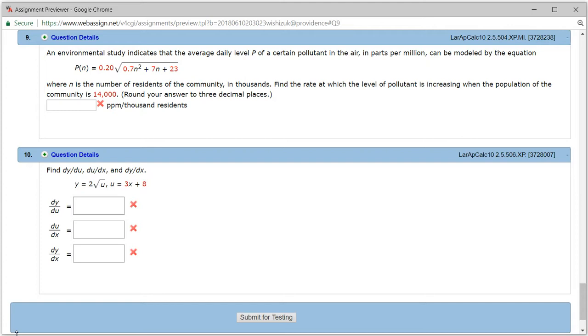Then what we want to do is find the rate at which the pollutant level is increasing. So we're talking about rate of change, right? Rate of change is another word for derivative. So instantaneous rate of change is another word for derivative. So basically we need to take the derivative of P with respect to n, then plug in n equals 14. All right, so let's do that.